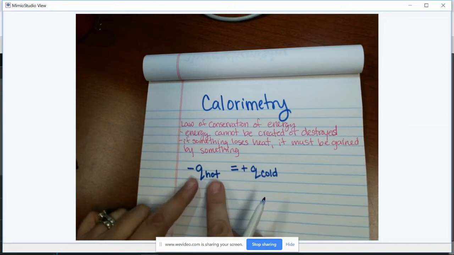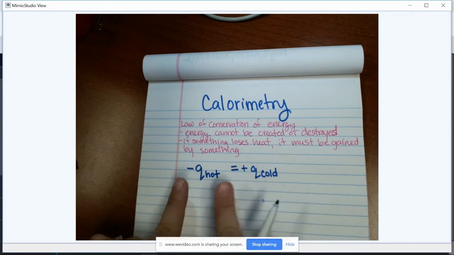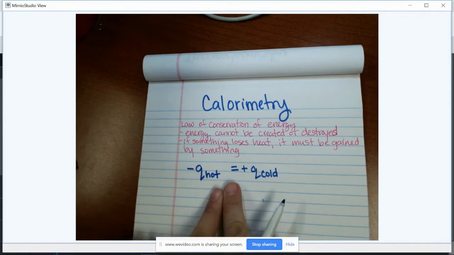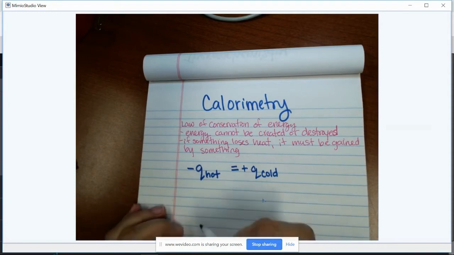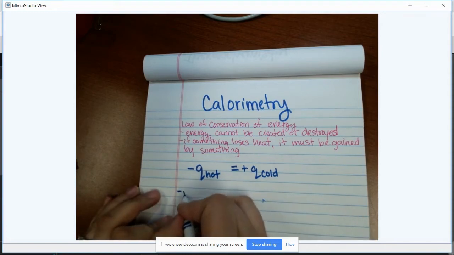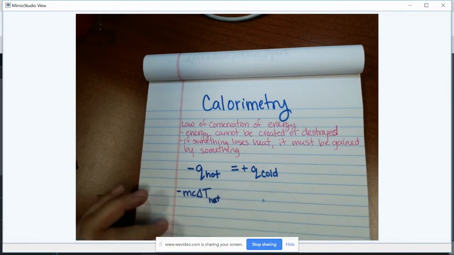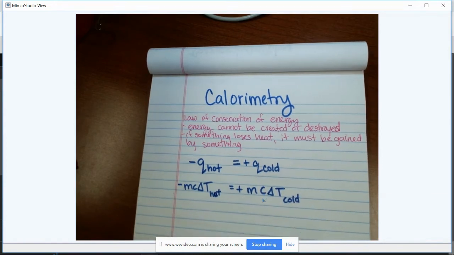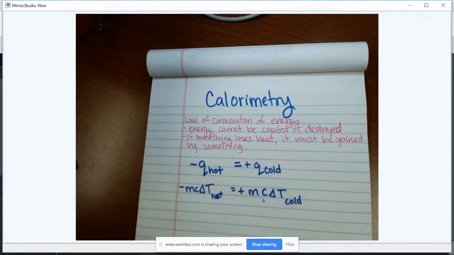The amount of heat that the hot stuff loses is equal to the amount of heat that the cold stuff gains. So those two things are equal to each other. We can look at it as negative Q of the hot must equal positive Q of the cold when we're comparing two samples being mixed together. Another way to look at this is negative MCΔT of all the hot has to equal positive MCΔT of all the cold stuff. That's the relationship between heat being transferred from something hot to something cold.